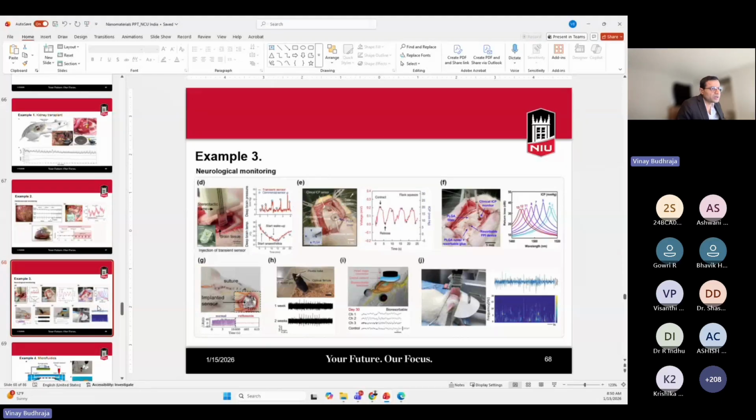Neurological monitoring. This shows the ICP sensor being attached to the brain of the mice to monitor the neurological signal. And these tests are very delicate, and the signal strength is very low. So to detect that and do that study is really very, very complicated. But the future is promising, and it has huge impact in the coming future.